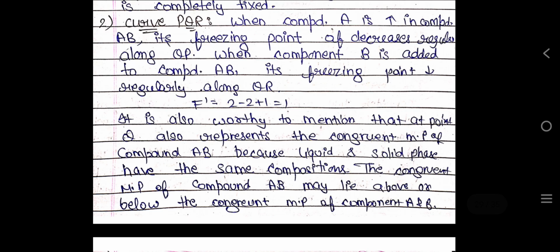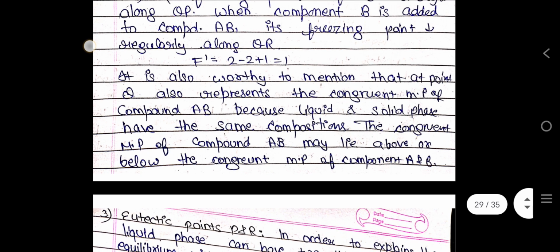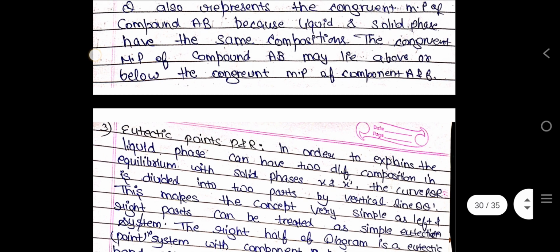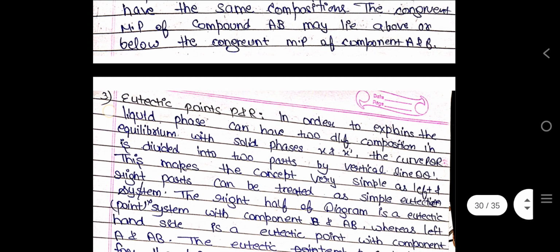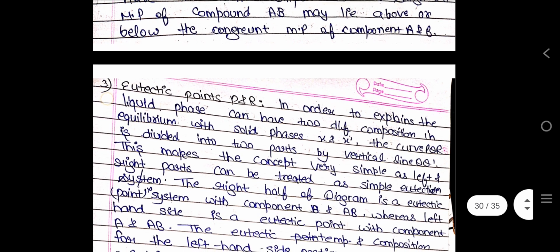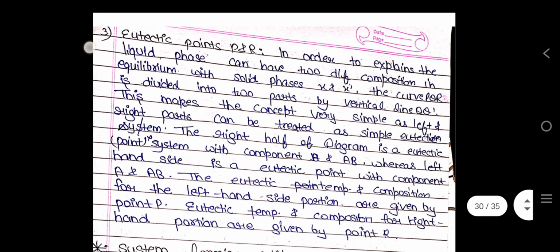There are only two phases involved, both condensed in nature. Putting C = 2 and P = 2 in the equation F' = C - P + 1, we get F' = 1, which means the system is univariant. If we define a particular composition of A and AB, the freezing point of the mixture is completely fixed.